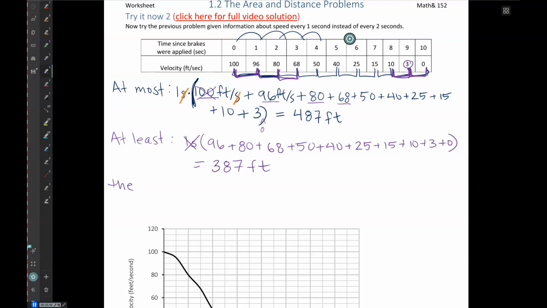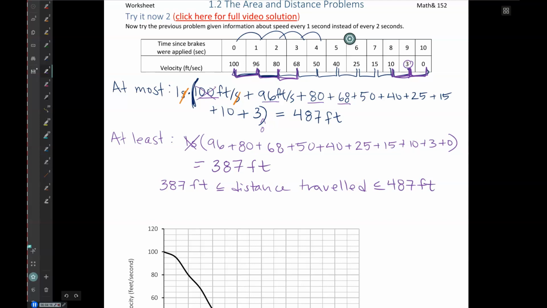Here, let's not write it that way. Let's say this. We could, one, give the inequality statement: 387 feet is less than or equal to the distance traveled, which is less than or equal to 487 feet.